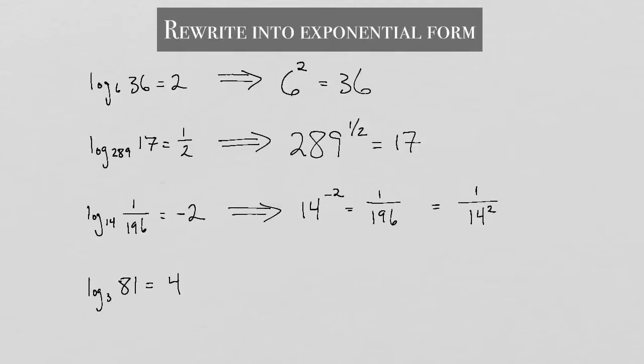Okay, so this next one here, we're saying that this is base 3 raised to the 4th power equals 81. We know that's true, right? 3 times 3 times 3 times 3. Well, that's 9 times 9. That equals 81. So that's what we're doing here when we are rewriting the logarithm form into exponential notation. Logarithm notation into exponential notation. Okay, let's go over a few more of these, and then we'll switch going the other direction.